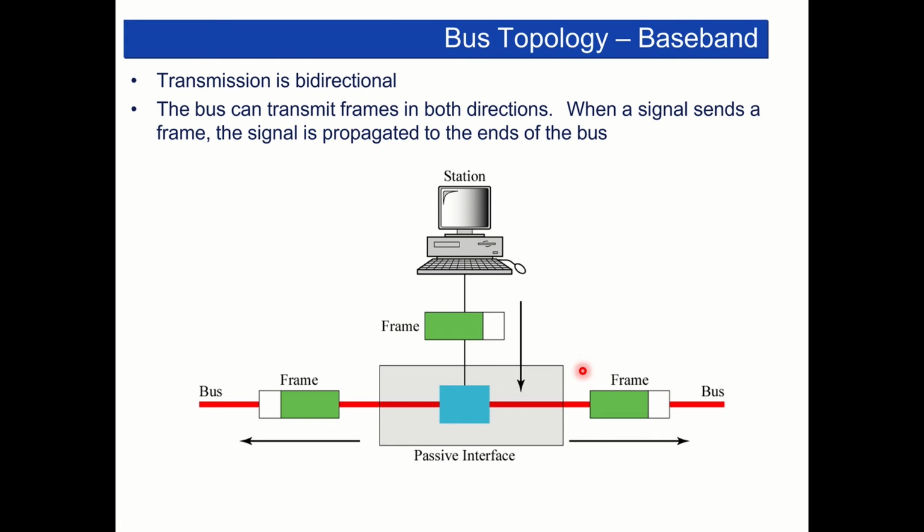That is the situation when we transmit frames using unicast addressing. Next, if we are sending through baseband, the transmission is bidirectional, so the bus can transmit frames in both directions. When a station sends a frame, the signal is propagated to the ends of the bus. For the passive interface, the transmission medium will not amplify or modify the signal.